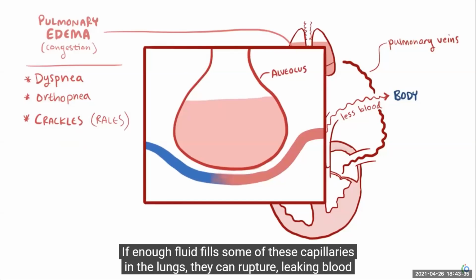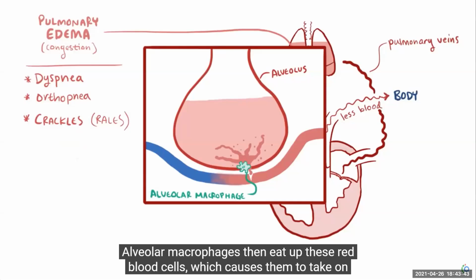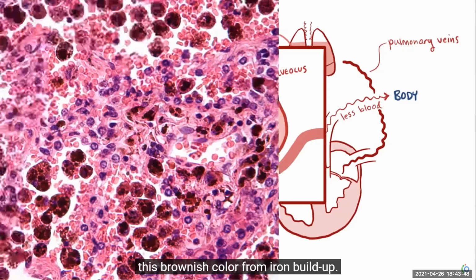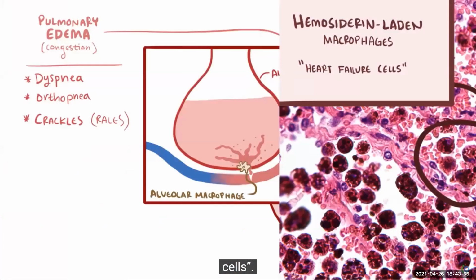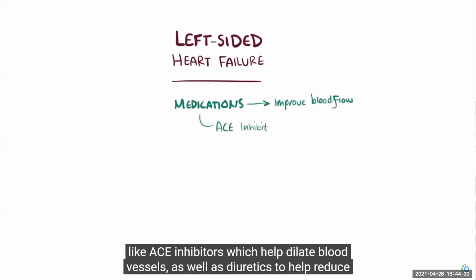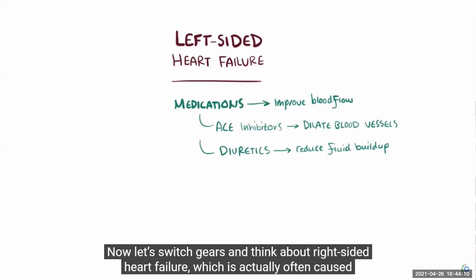If enough fluid fills some of these capillaries in the lungs, they can actually rupture, leaking blood into the alveoli. Alveolar macrophages then eat up these red blood cells, which causes them to take on this brownish color from iron buildup. And then they're called hemosiderin-laden macrophages, also known as heart failure cells. For left-sided heart failure, certain medications can be prescribed to help improve blood flow, like ACE inhibitors, which help dilate blood vessels, as well as diuretics to help reduce the overall fluid buildup in the body, which helps prevent hypertension from worsening the heart failure.